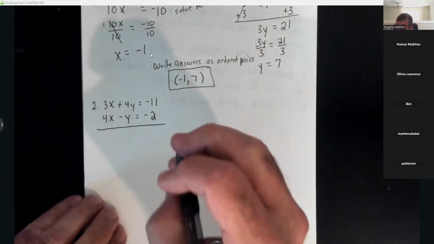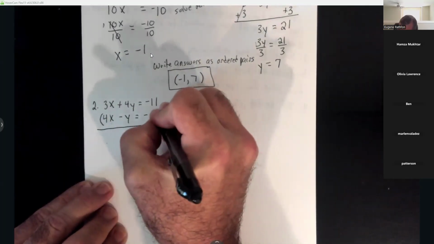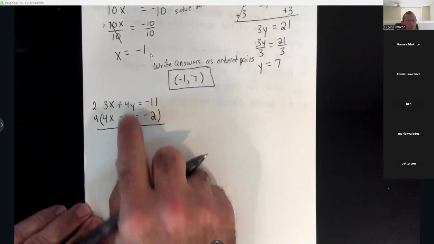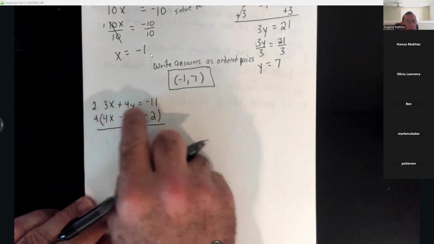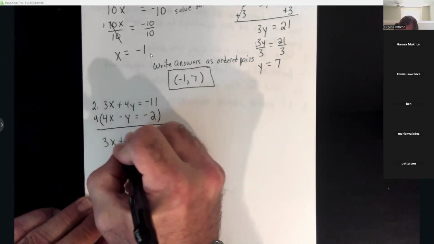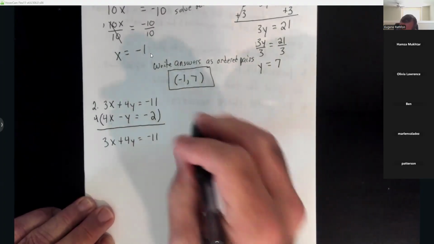All right, good job, y'all. 4. So what we want to do is take our second equation and we're going to multiply it by 4 and rewrite both of these. So the first one stays the same, 3x plus 4y equal negative 11.